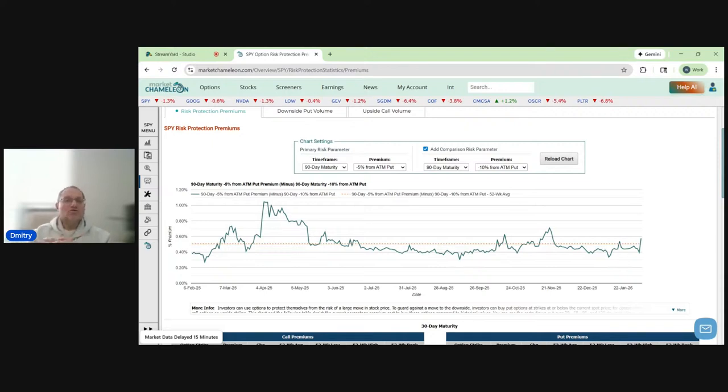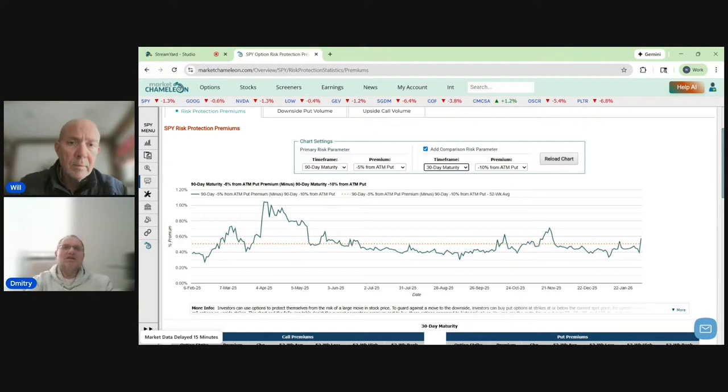We could go further and do even a diagonal. So what would a diagonal look like? Well, we could do a 90-day 5% away, and we could do a 30-day 10% away. So think about it as you're buying, in this case, a 90-day to maturity put that's 5% out of the money, and you're selling another put 30 days to maturity, but that's 10% out of the money.